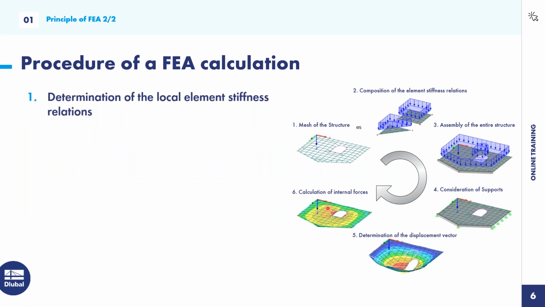So what are the basic steps of an FE calculation? First of all, I mesh the structure into finite elements. Then I determine the local element stiffness relations at each node.